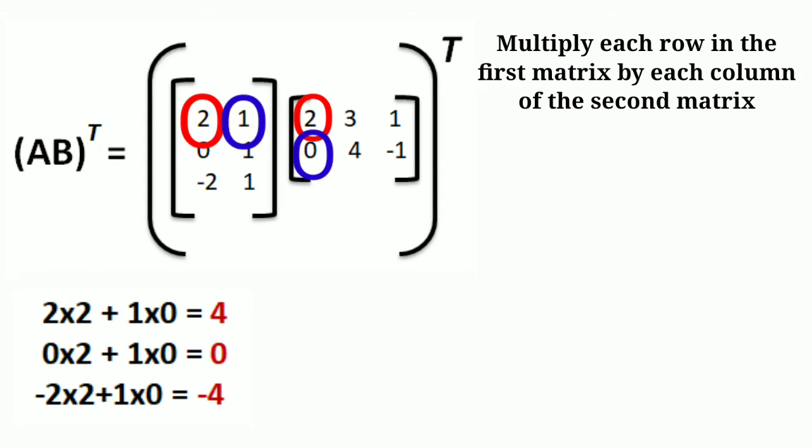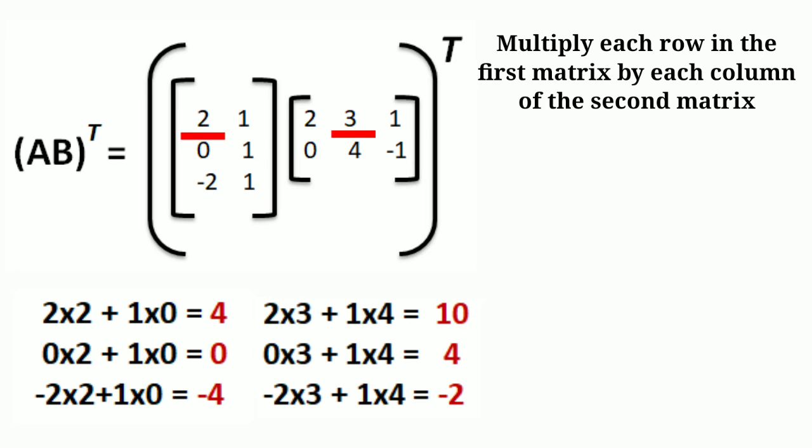2 times 2 plus 1 times 0 is equal to 4. 0 times 2 plus 1 times 0 is equal to 0. And negative 2 times 2 plus 1 times 0 is equal to negative 4. We will do the same process. 2 times 3 plus 1 times 4 is equal to 10. 0 times 3 plus 1 times 4 is equal to 4. And negative 2 times 3 plus 1 times 4 is equal to negative 2.